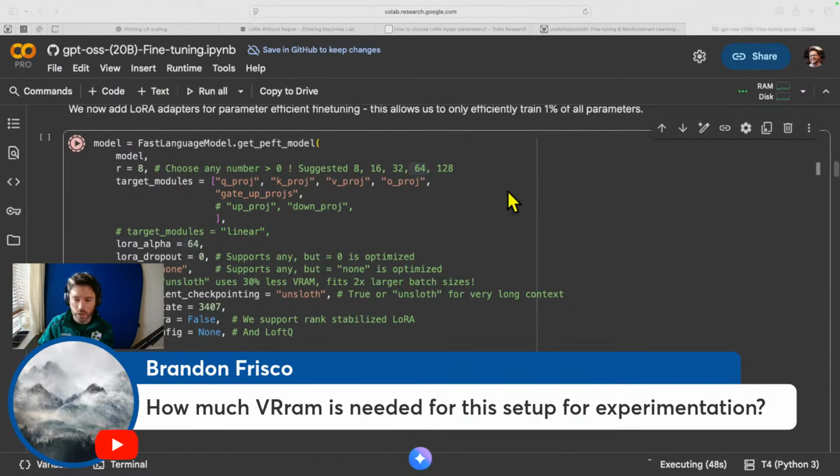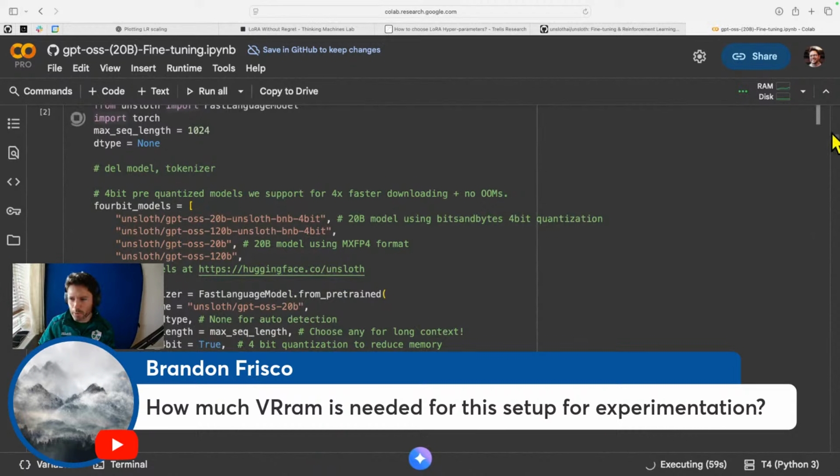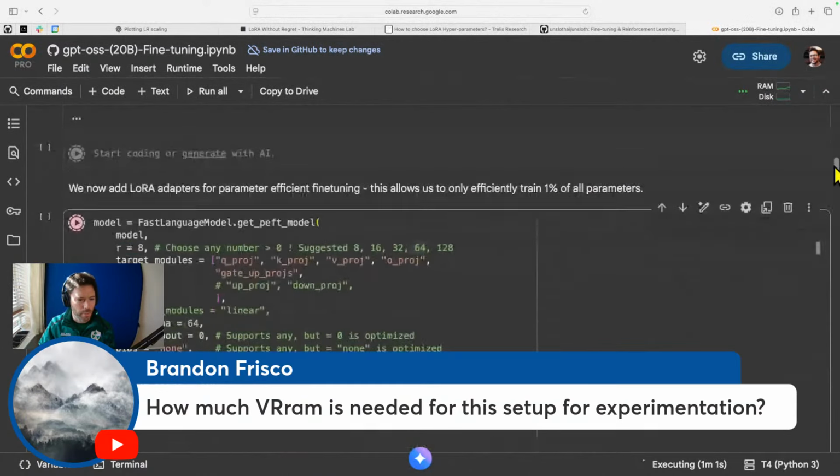Of course, you can run the free Colab notebooks here from Unsloth, which have 15 gigabytes and they can fit OSS. Although you do need to turn on load in 4-bit if you want to be able to fine tune.